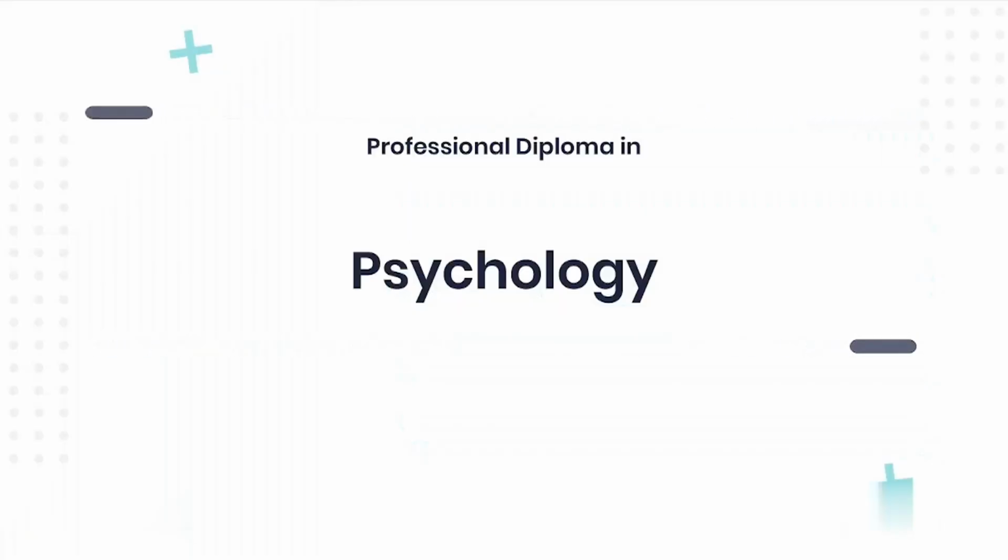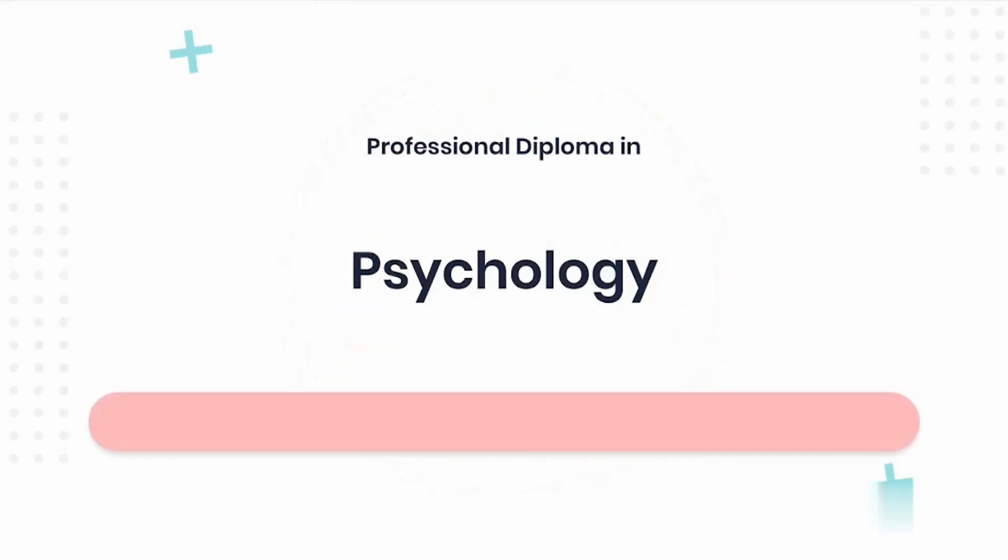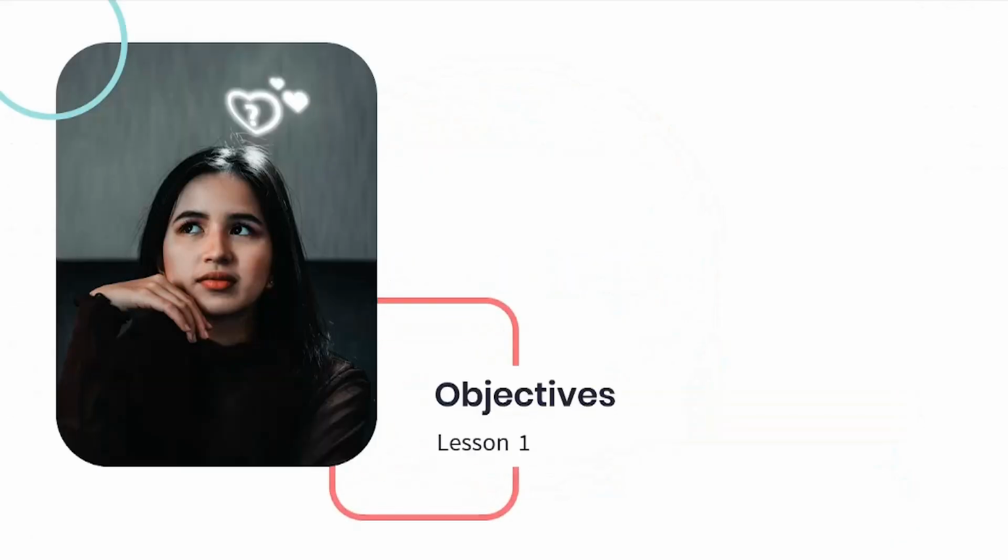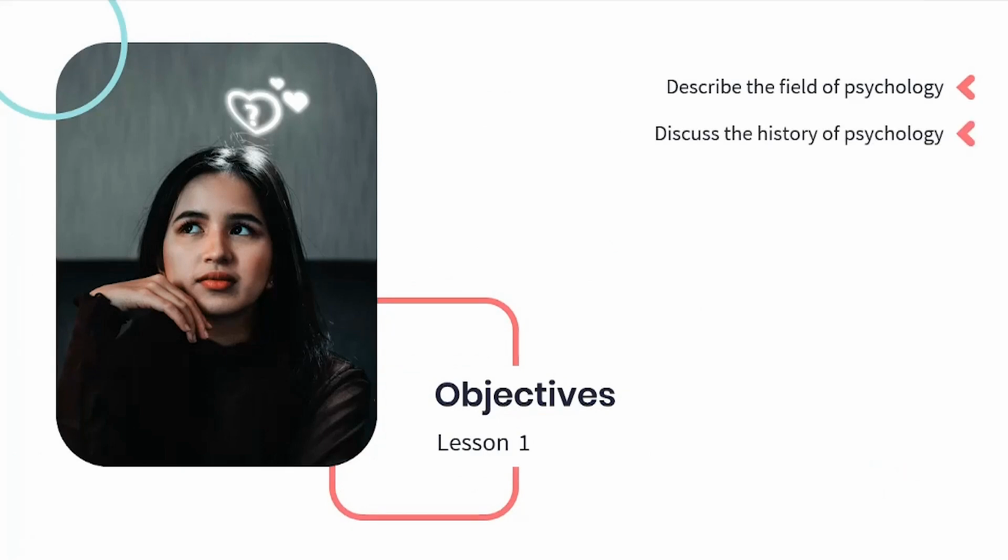Students, this is officially the start of your first lesson for your course diploma in psychology. The title for today's lesson is What is Psychology? Students, today's lesson has 3 core objectives. Firstly, I shall describe the field of psychology to you. Secondly, we shall discuss the history of psychology. And finally, I shall introduce you to the major schools of thought in psychology.